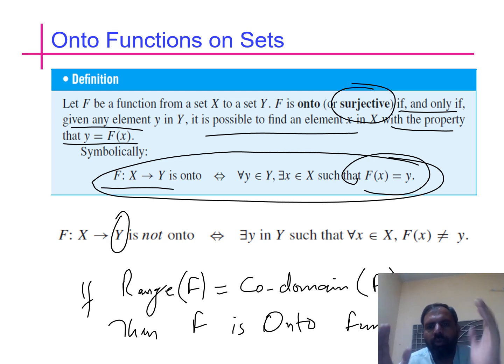If the codomain becomes the range, it means there is no element in Y which is not assigned with the domain elements. So it means that all the elements of the second set are assigned, so that the function is onto.